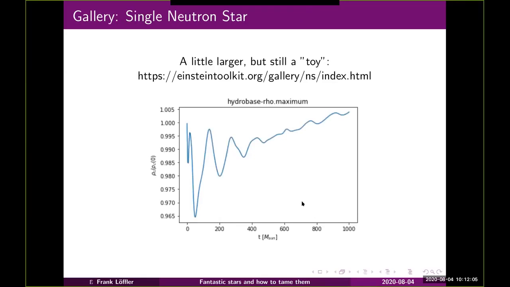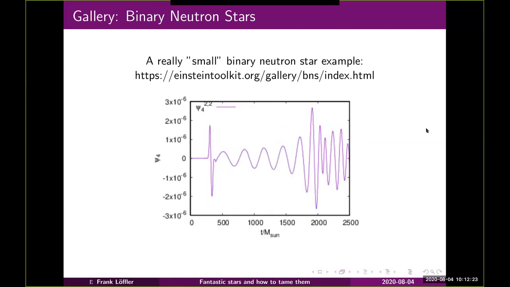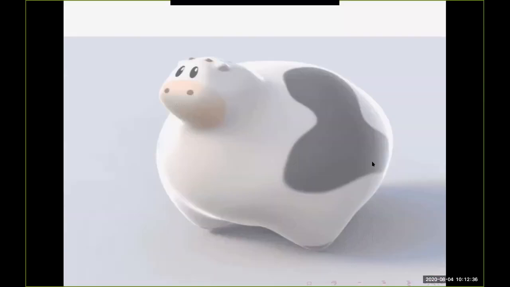You can't. If you want to have a bit better example, go to the gallery on the website. There you will find a parameter file for a single neutron star. It's a little larger. It's still a toy. I've given the URL here. You will get a density evolution looking like that. You also find there a binary neutron star parameter file, and with source code provided, you can just run that on your own system. You can evolve a binary. It's a bit more computationally expensive.